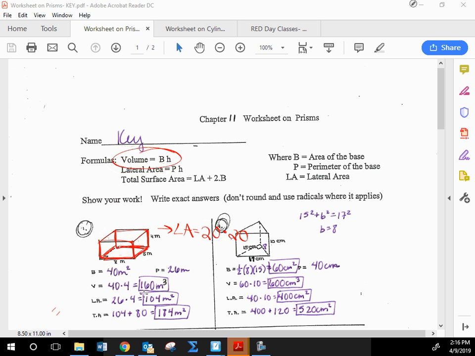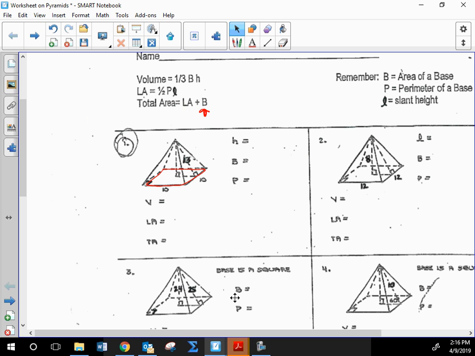Okay, so our prisms, we can have any shape for our bases. Pyramids, we can have any shape for our bases. Now you'll notice on the front side, we have all squares for our bases. But if we take a look at the back side, what are some shapes we see on the back side? Ooh, a hexagon comes up again?